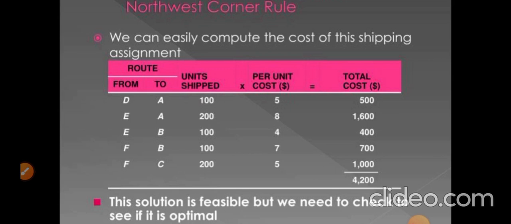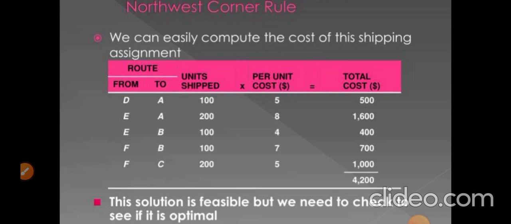Next the route is E to A. Units shipped is 200. Per unit cost is 8. 200 into 8 is 1600. The next route is from E to B. Units shipped is 100. Per unit cost is 4. So 100 into 4 is 400. The next route is F to B. Units shipped is 100. Per unit cost is 7. 100 into 7 is 700. The next route is F to C. Units shipped is 200. Per unit cost is 5. So 200 into 5 is 1000.